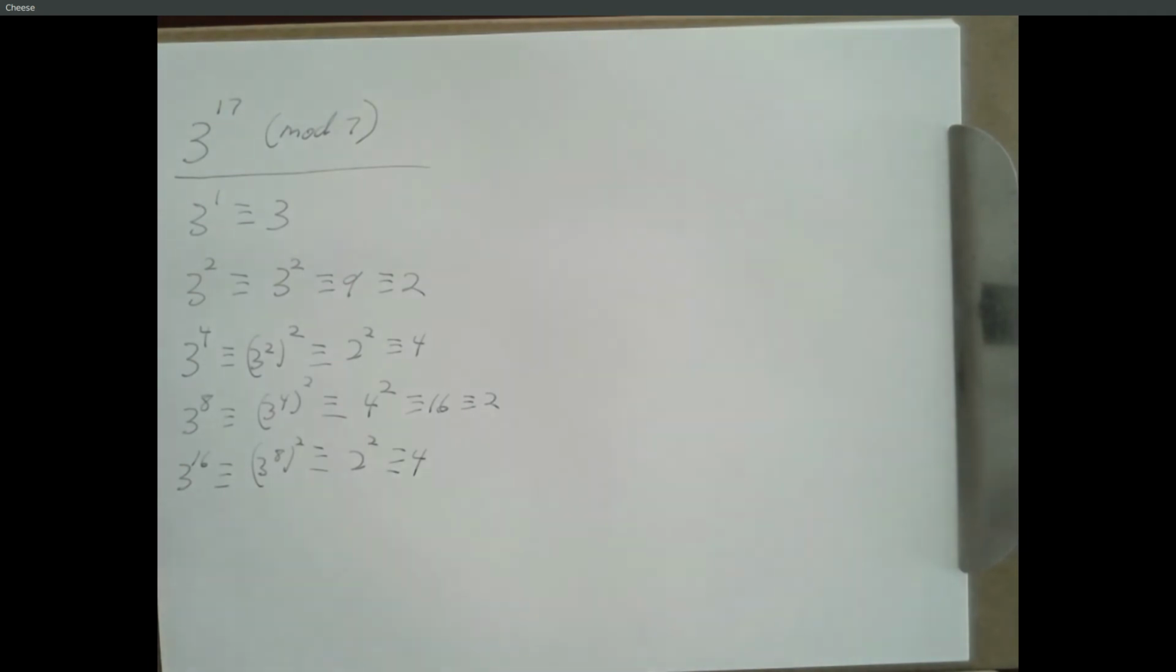So I can do this and really quickly calculate all the powers of 3 raised to a power of 2. 3 to the 1, 2, 4, 8, 16, 32, 512, 4,096, and so on. Really easy to do. And to find 3 raised to the 2 to the n takes me n operations. So this is very efficient.